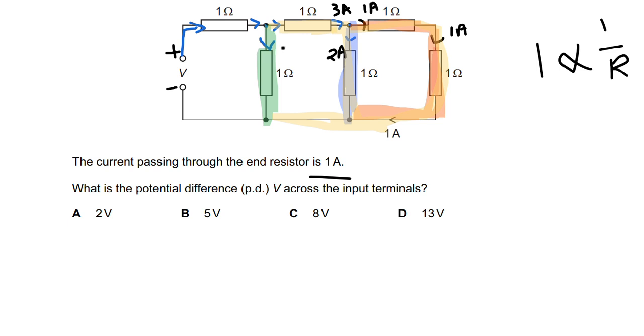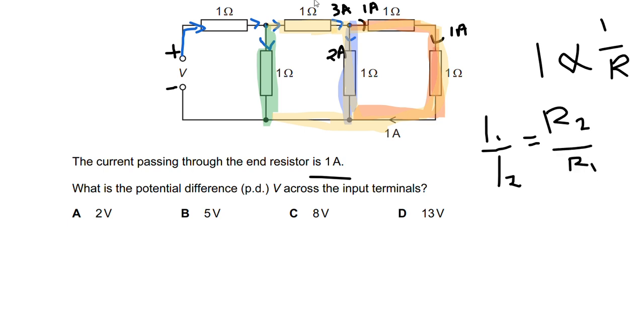We know that the current passing through this part of the circuit is 3 amperes, and what we're trying to find out is the current through this part of the circuit. So we can use the simple relation I1 over I2 is equal to R2 over R1.